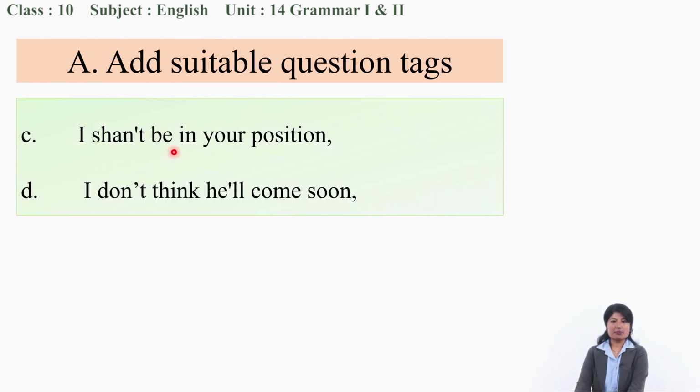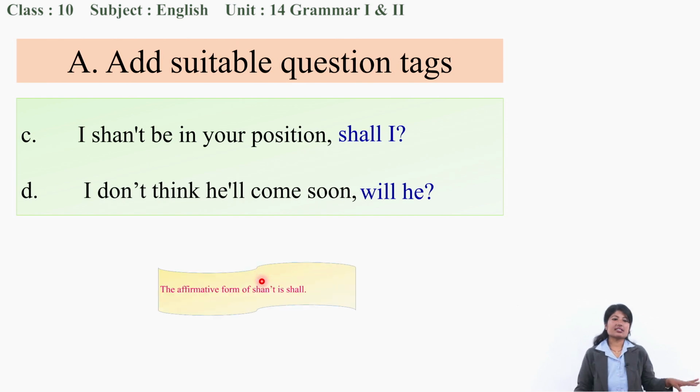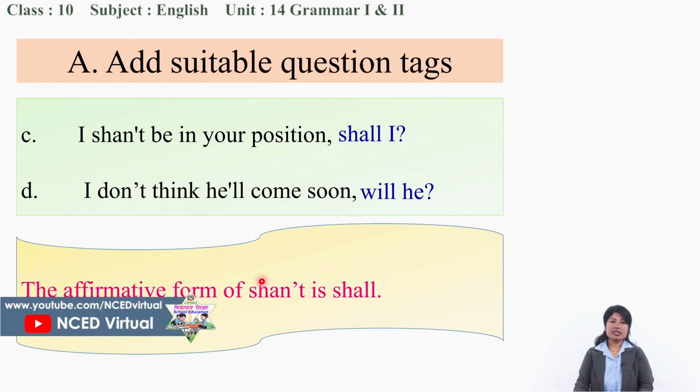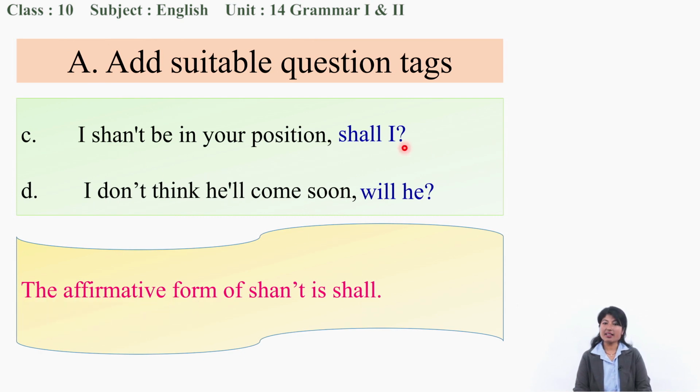I shan't be in your position. So what will be there? Shall I? D. I don't think he will come soon. So what do you think the tag is? Of course, will he? So what we can discuss over here is the affirmative form of shan't is shall, right? Shan't is the negative form of shall. Okay.